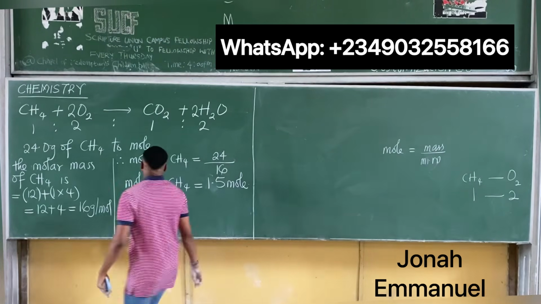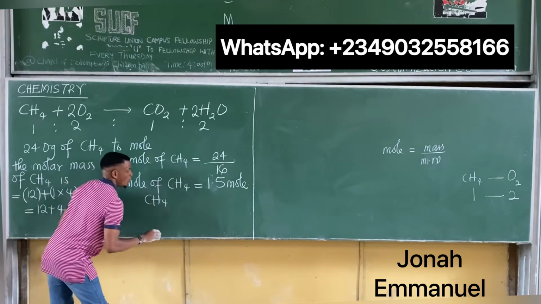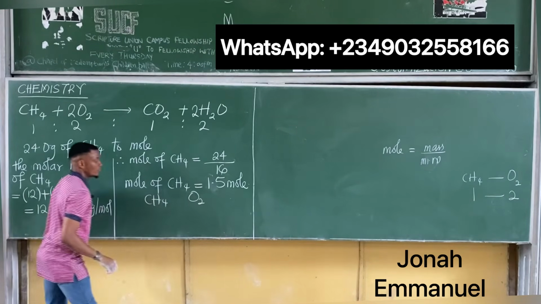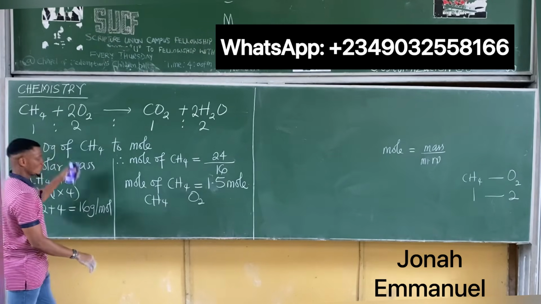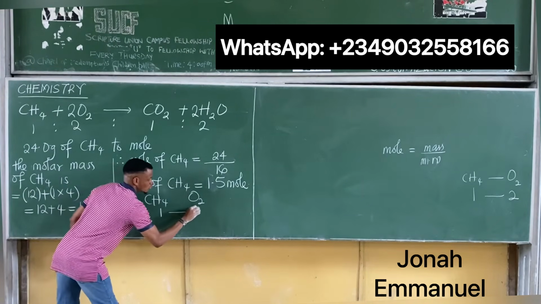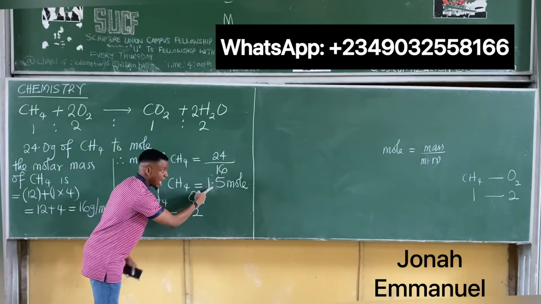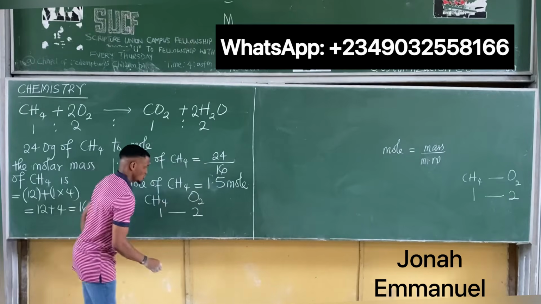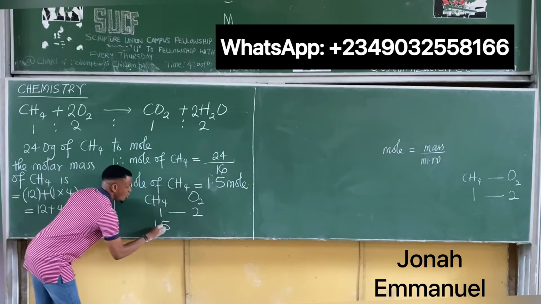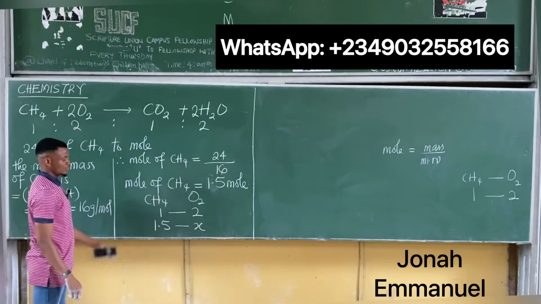Hence, this one first, methane, CH4, oxygen, O2. First of all, molar ratio from the balanced equation, 1 and 2. So 1, 2. Next up, moles as given. I wasn't given mole, I was given mass. I converted the mass to mole and I had this. So hence 1.5 of the methane will be equal to X. So let's get X.